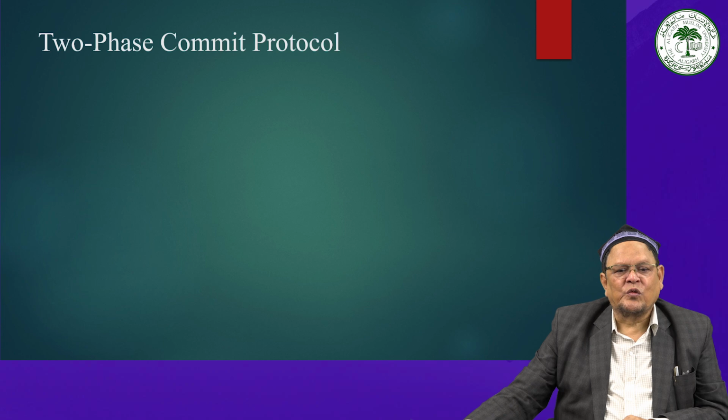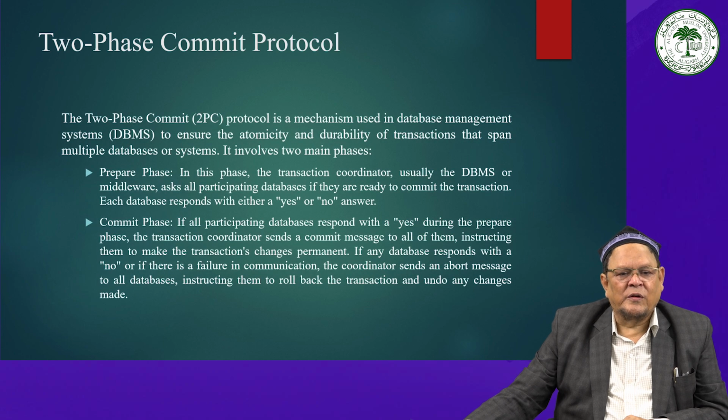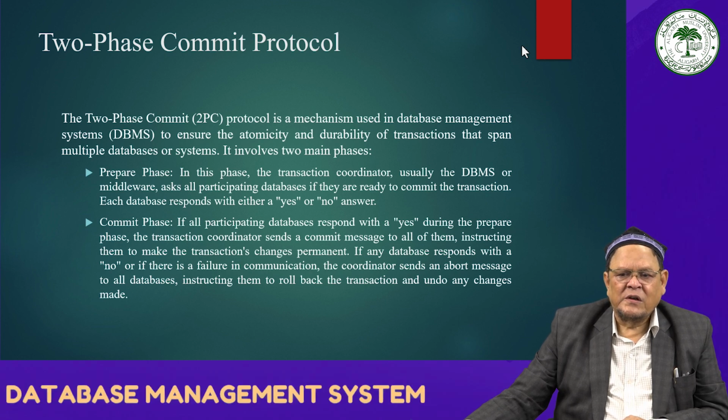The next topic is the two-phase commit protocol. Two-phase commit, or 2PC, is a mechanism used in database management systems to ensure the atomicity and durability of transactions that span multiple databases or systems. It involves two main phases. The first phase is the prepare phase, and the next is the commit phase.